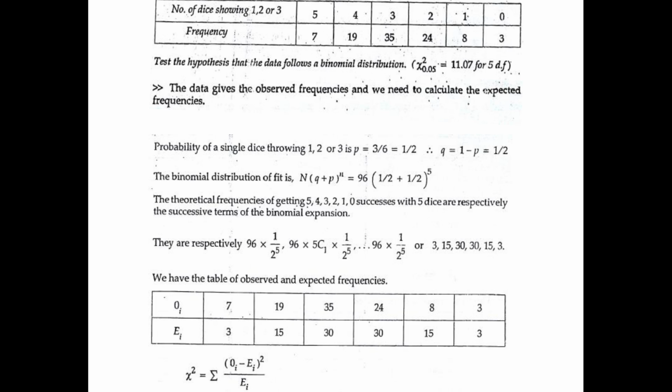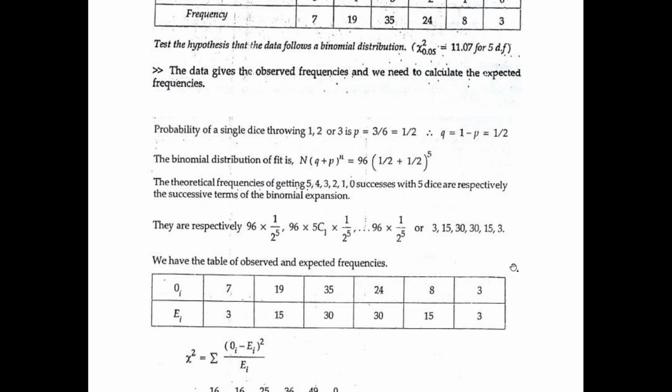Here it is given that 5 dice were thrown 96 times. That's why we are doing this. Out of those 5, suppose we choose none of them, or 1 of them, 2 of them, 3 of them, 4 of them, 5 of them; that is what theoretical frequencies we are calculating, up to the last one, 5C5 into 96 into 1 by 2 power 5, where 5C5 is 1 as 5C0. So when we calculate all these, we get 3, 15, 30, 30, 15, 3. These are the theoretical frequencies.